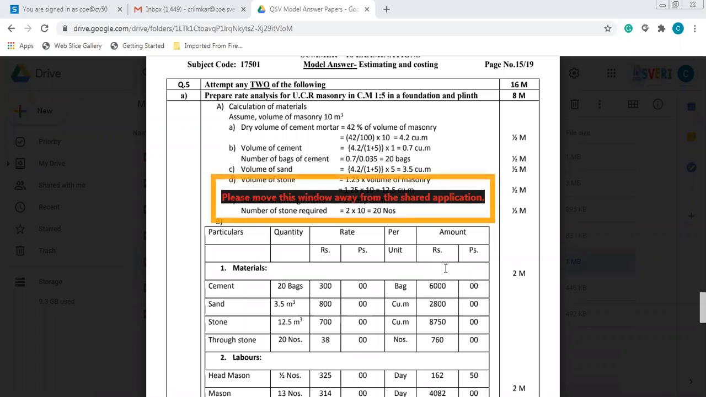From the volume of cement, what is our next step? Our next step is to find the number of bags of cement.